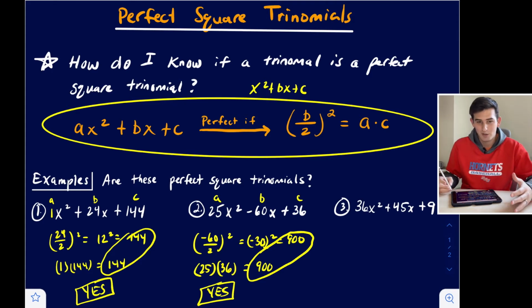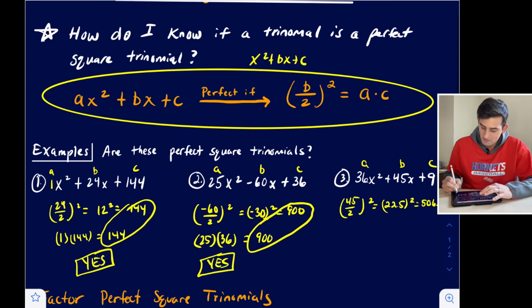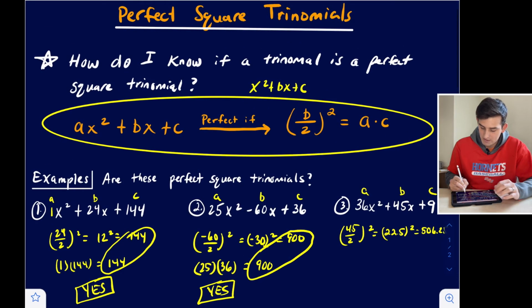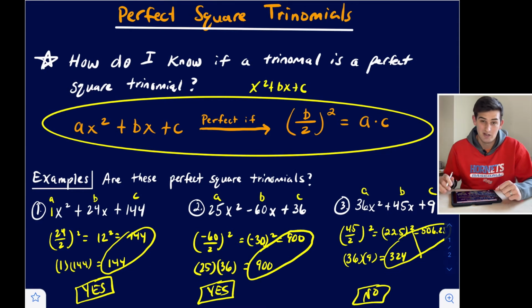Okay, so now let's look at number 3. Hopefully this is not a perfect square trinomial, right? Or this wouldn't be a very good video. All right, so number 3. A is 36, b is 45, and c is 9. So we're going to take b and divide it by 2, and then we're going to square it. So 45 divided by 2 gives us 22.5. And once we square that, we get 506.25. Okay, so now we're going to do 36 times 9, and this is 324, right? So now once we look at these two numbers here and they are not equal to each other, then we're going to say no, number 3 is not a perfect square trinomial.